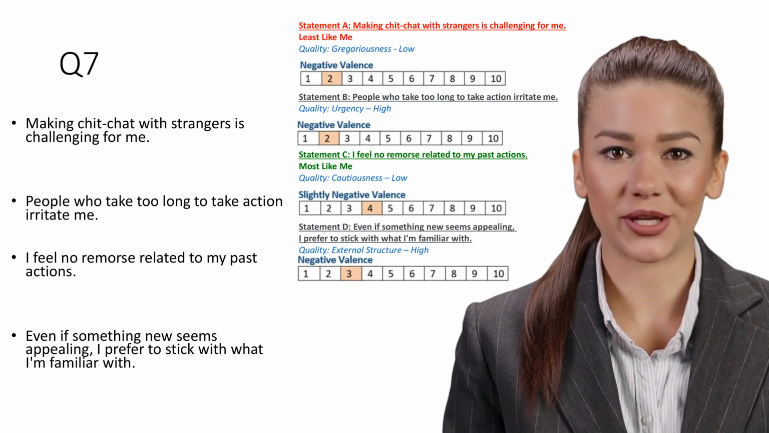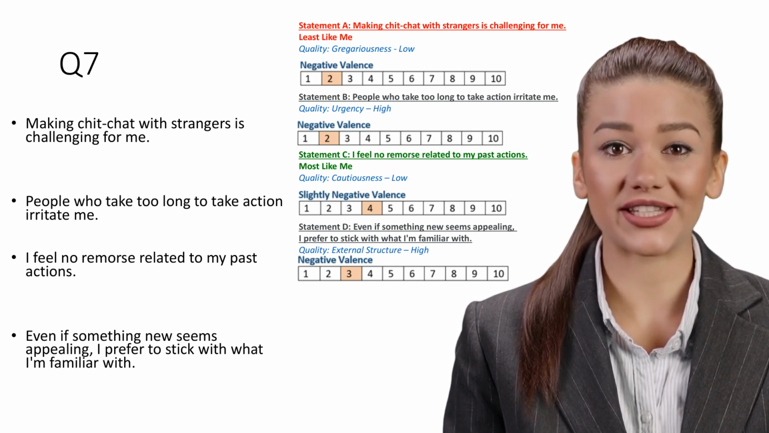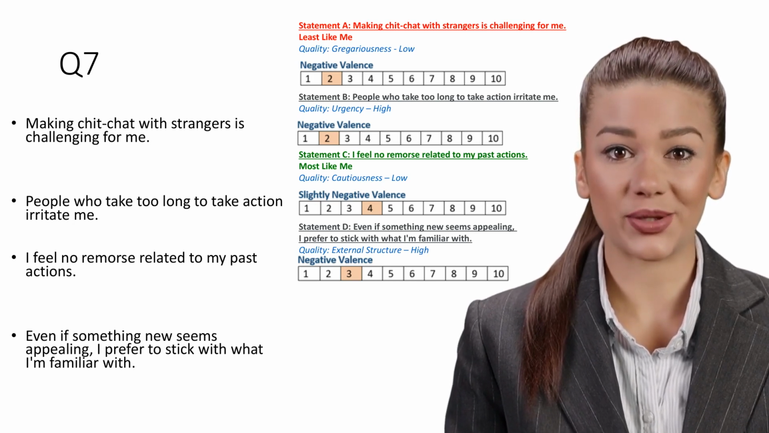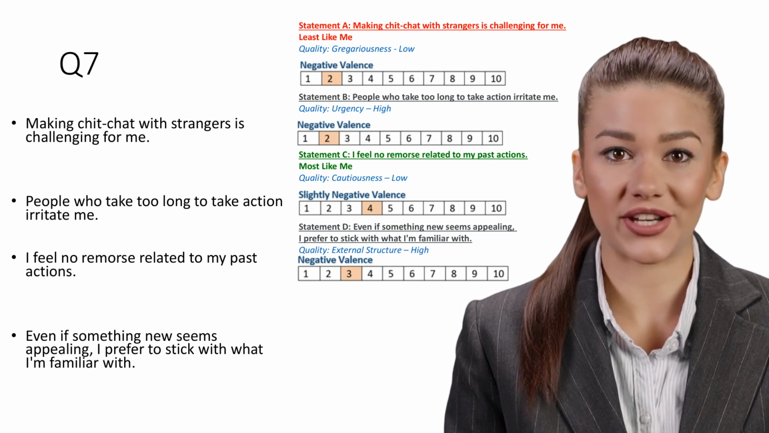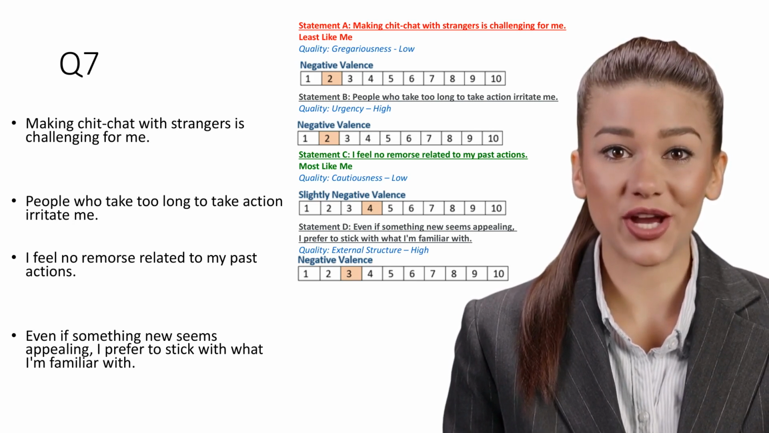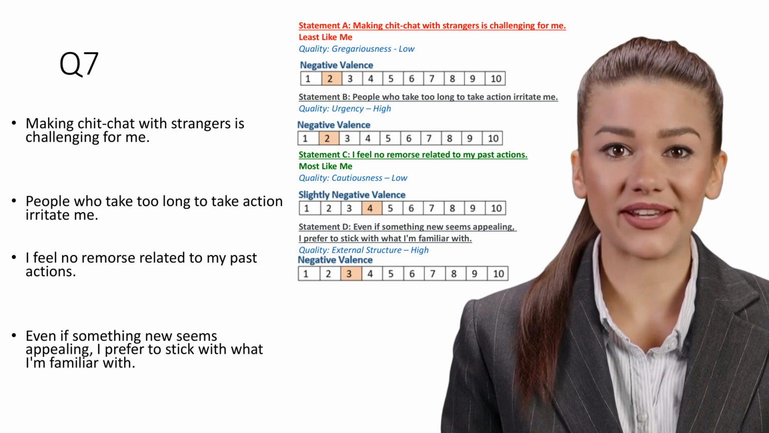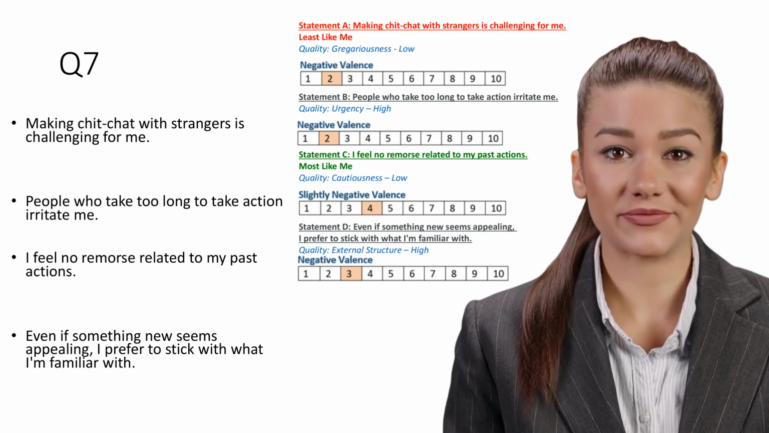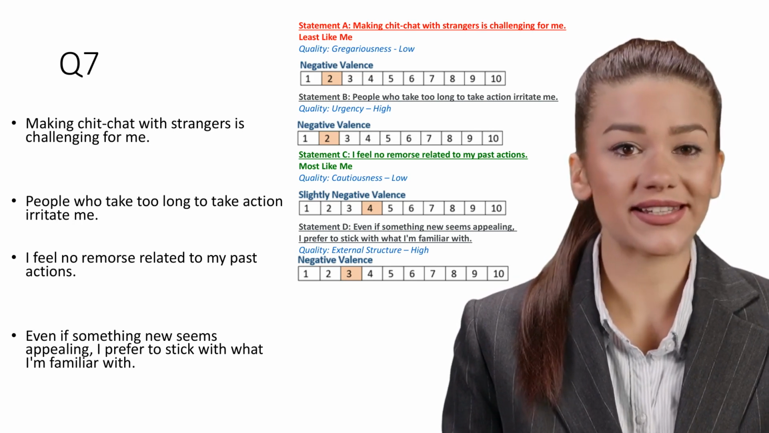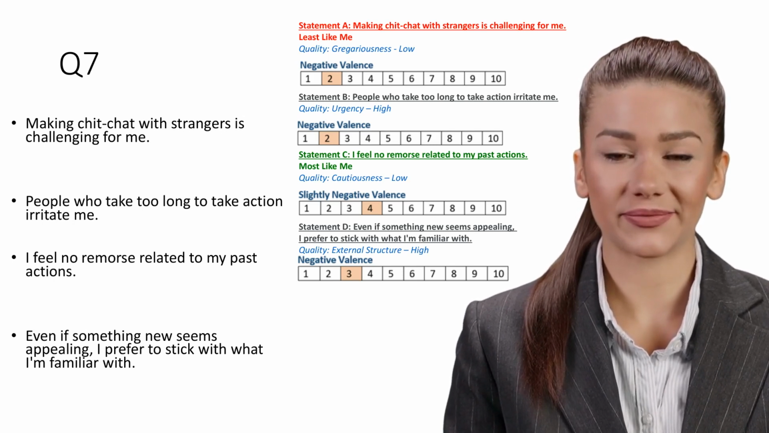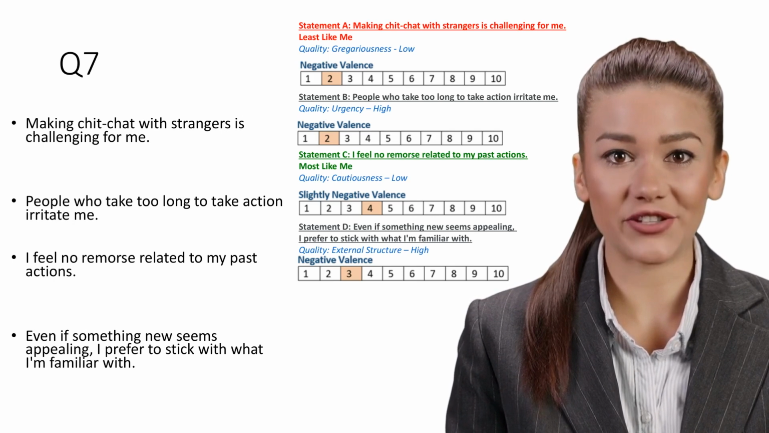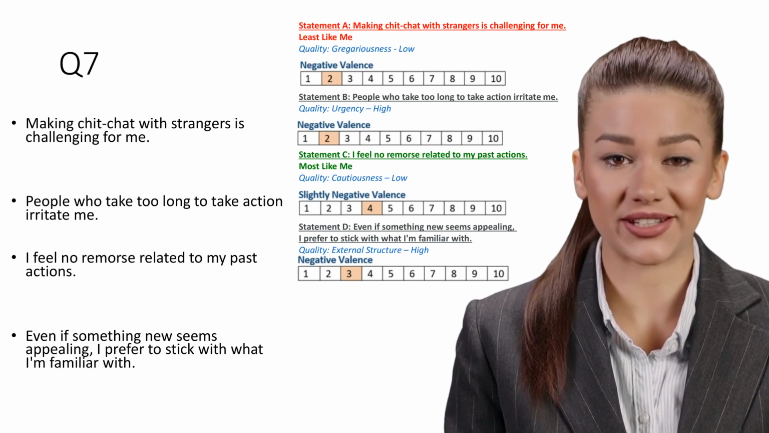Statement B. People who take too long to take action irritate me. Quality. Urgency high. It is one thing to be driven to act quickly yourself, which can add value to a team, but it is quite another to be annoyed and irritated when colleagues have a different approach. The latter does not promote respect. There is, however, scope to assist colleagues to design faster and more efficient ways to approach tasks rather than saying nothing.